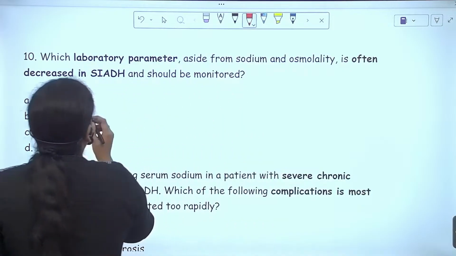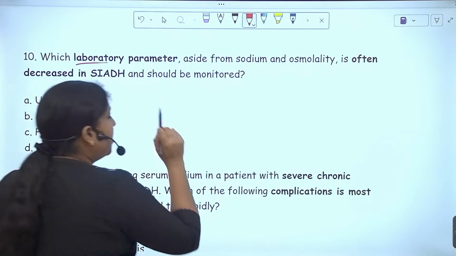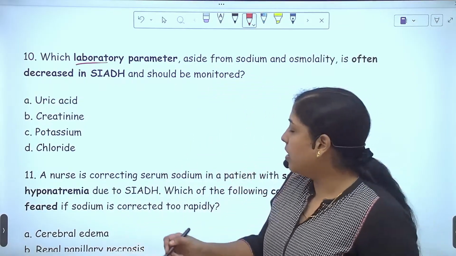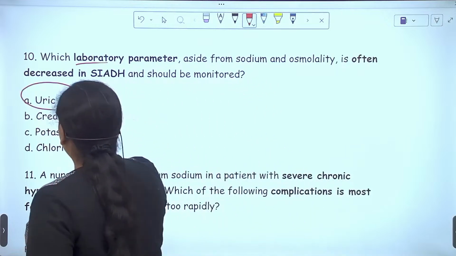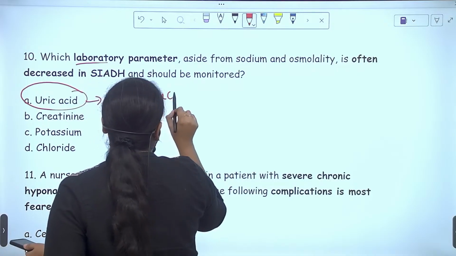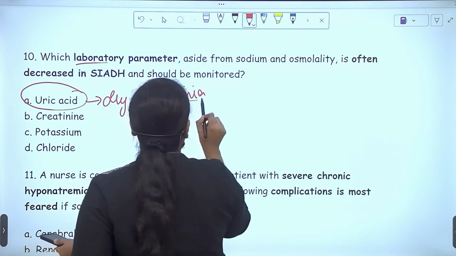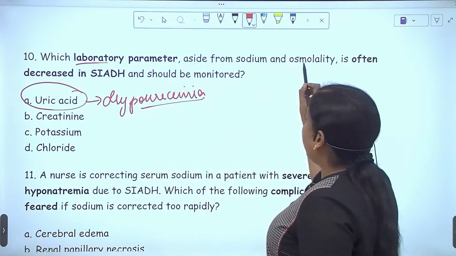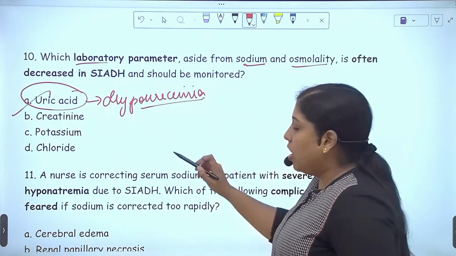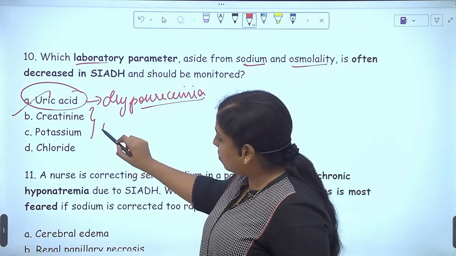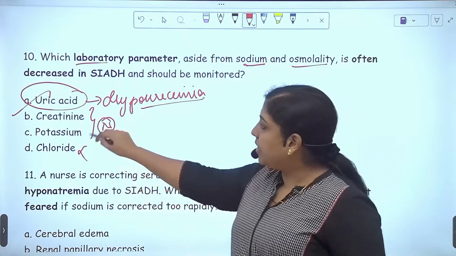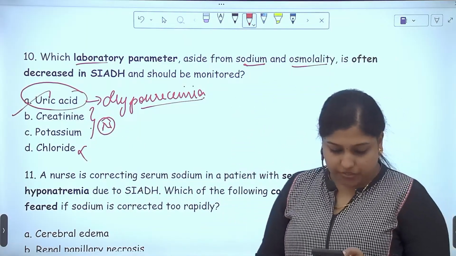Here, we will not always be concentrating only on sodium in case of SIADH and diabetes insipidus, but here is a key factor, that is your uric acid. The patient will have hypouricemia in case of SIADH. So along with other parameters such as sodium and osmolality, uric acid level monitoring is also very important. Whereas creatinine and potassium will be normal only, and chloride does not have any interaction with SIADH. Creatinine and potassium values will be normal only, right?